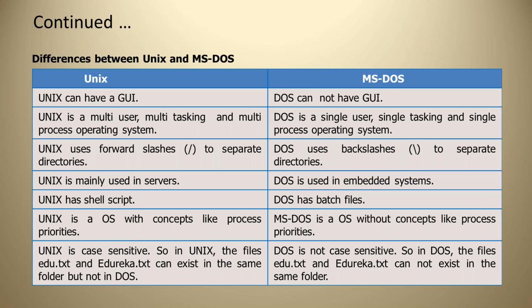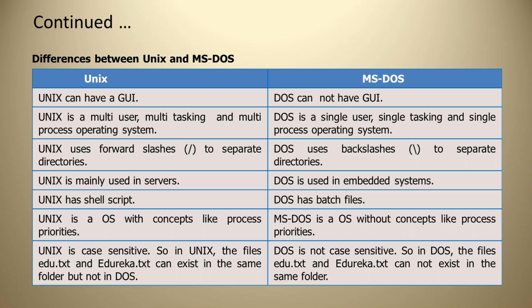Now some differences between Unix and DOS. Similarities are there, now some differences we'll see. Unix can have a GUI. Nowadays Linux has a few GUI features added, not much, very less, but a few things added. Coming to DOS, this is purely CUI, command user interface. Till now no GUI is added.